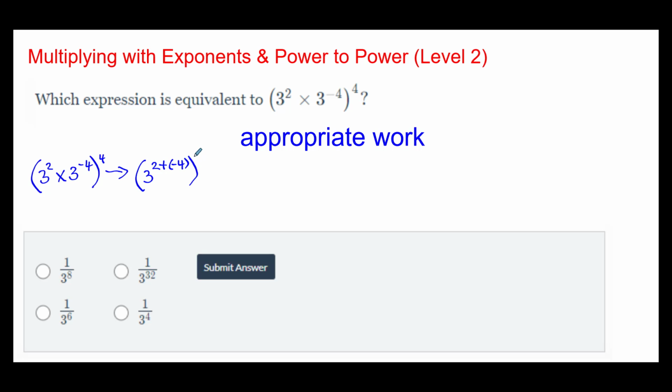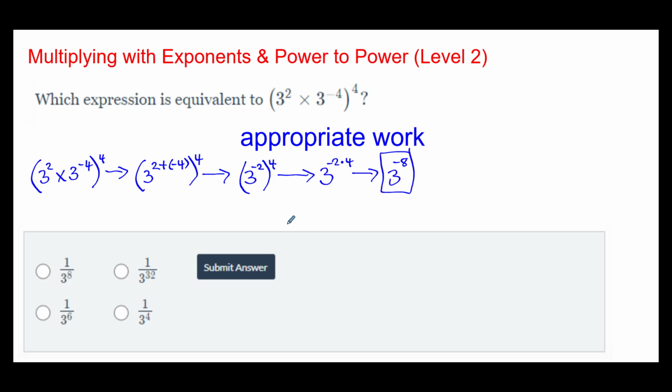And that's all inside the parentheses with the power on the outside. So 2 add a negative 4, that's going to simplify in parentheses to 3 to the power of negative 2 inside the parentheses with a power of 4 on the outside. And then we have power inside and outside. We multiply those. So I'll rewrite it. 3 to the power of negative 2 multiplied by a power of 4. And that's going to simplify to 3 to the power of negative 8. And that could be a viable solution.